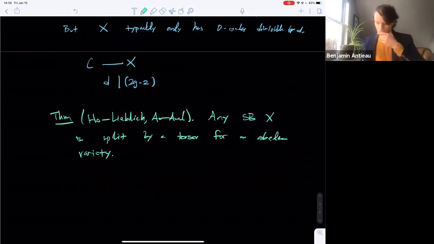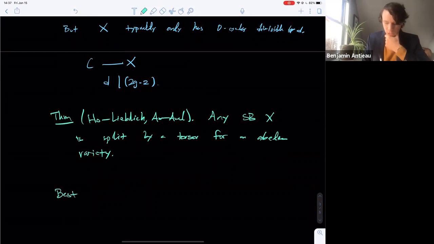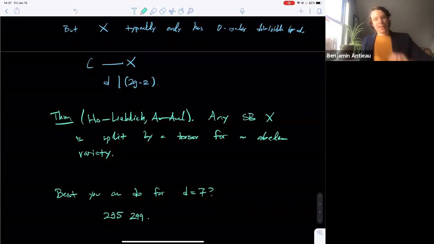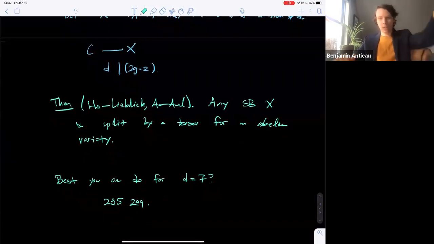If I can find it. Yeah, what's the best you can do? So best you can do generically for degree seven? Well, it would be a torsor for an abelian variety of dimension 235,299. And how do you get that? Well, you take an anti-canonical divisor. So this is P, a twisted form of P6. You take five anti-canonical divisors, take their general ones and take their intersection. It's a complete intersection curve of some massive degree.